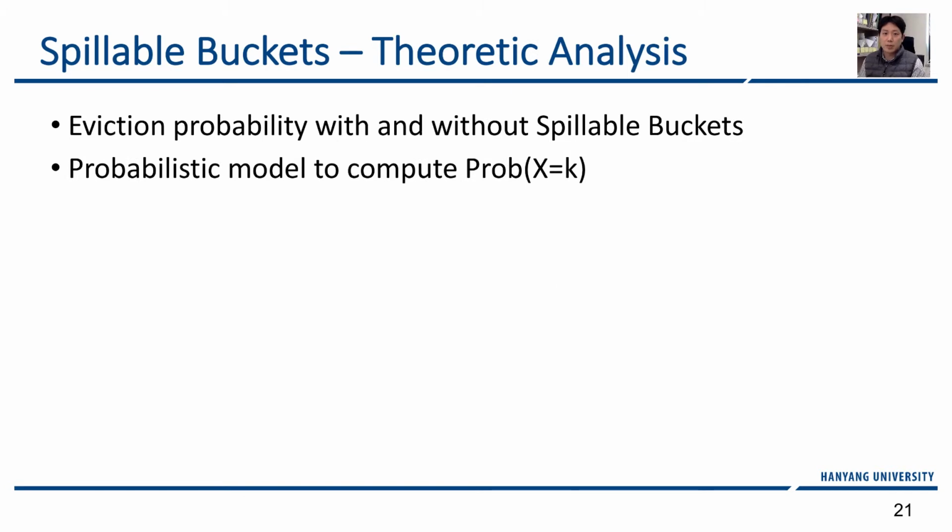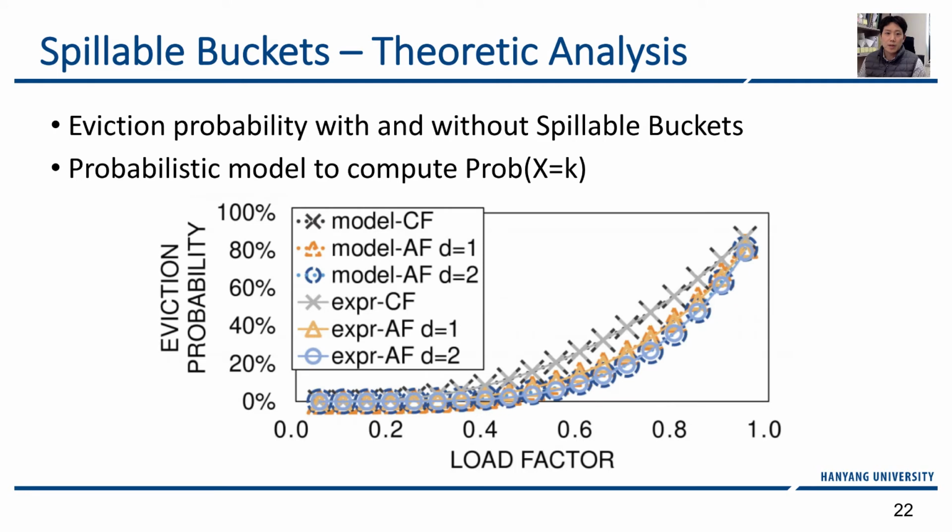To study the effect of spillable buckets, we compute the eviction probability at a given load factor with and without spillable buckets. For that, we design a probabilistic model that computes the probability that a bucket has k number of keys. The details, including proofs, are in the paper, and we present the result of the analysis here. This graph shows the eviction probability of Cuckoo filter and AniFilter computed by our model and the actual experimental result. The two plots are very close, with less than 2% point error. It also shows that the eviction probability for AniFilter with spillable buckets is lower than the eviction probability of Cuckoo filter.